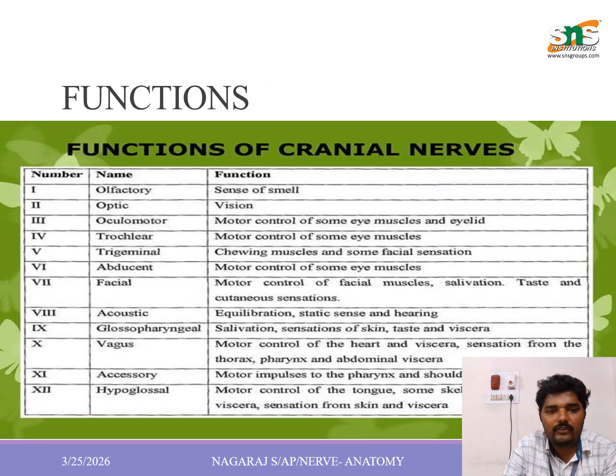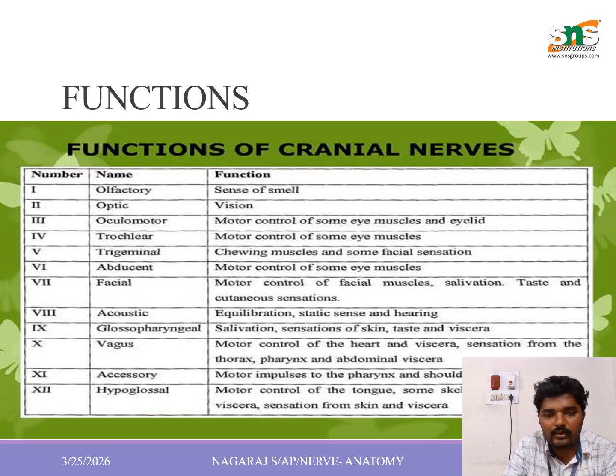Then this is the flow chart. The first, the olfactory nerve, is mainly for the sense of smell. Optic is vision. Oculomotor is motor control of some eye muscles and the eyelid. Trochlear is motor control of some eye muscles. Trigeminal is the chewing muscles and some facial sensation. Abducens is motor control of some eye muscles. Facial is motor control of the facial muscles.